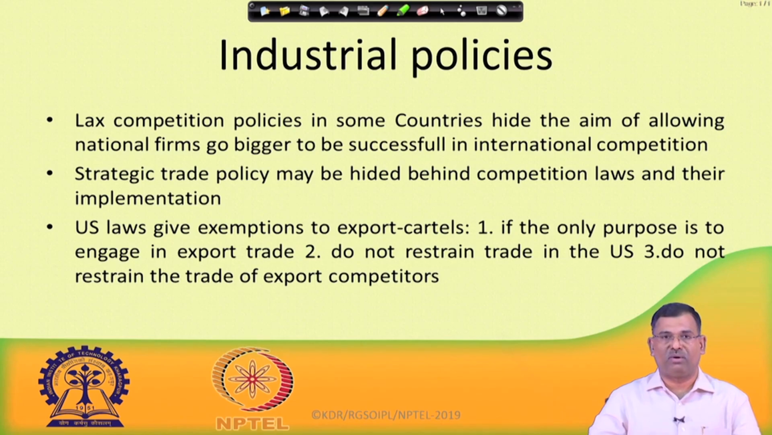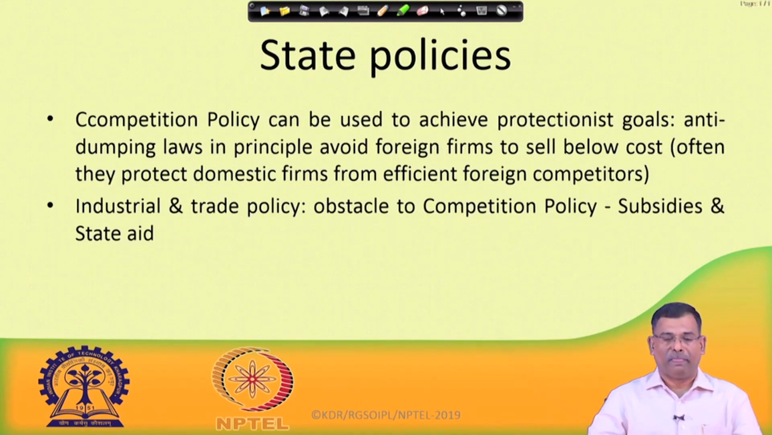For example, the United States law makes exemptions for cartels, if the purpose is only to engage in export trade and they do not restrain trade in the US and do not restrain the trade of export competitors. So, there is limited activity which is mentioned. It means that the big firms have more freedom within the framework of the Sherman Act to promote their businesses abroad or beyond the territories. And the state policies which we already talked about, the competition policy, can be used to achieve the protectionist goals of domestic firms as well.